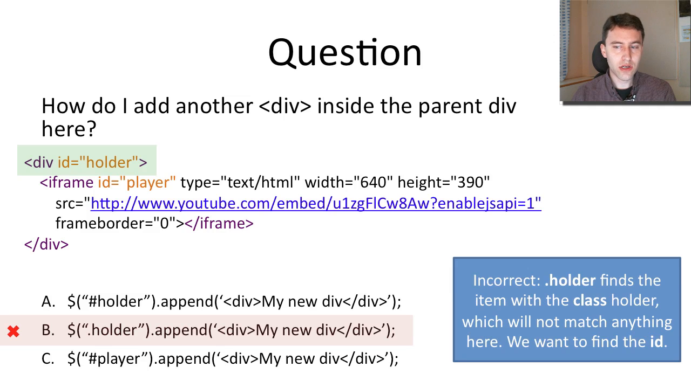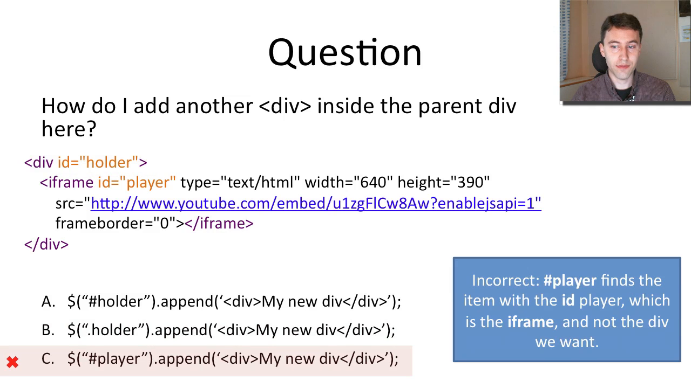So this answer is not correct, because if I look for dot holder, what it's going to do is it's going to find a class with the name holder. So here my div doesn't have a class of holder, it has an ID of holder. This answer is incorrect as well, because pound player here is going to find something with an ID player. And in this case what we're going to do is we're going to find the iframe with the player, and what we want to find is the div with the ID holder.